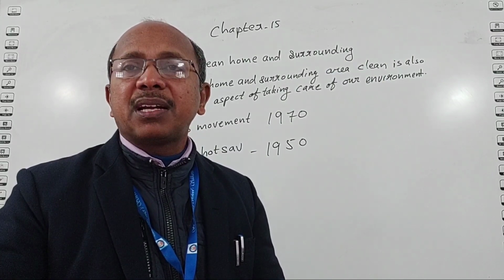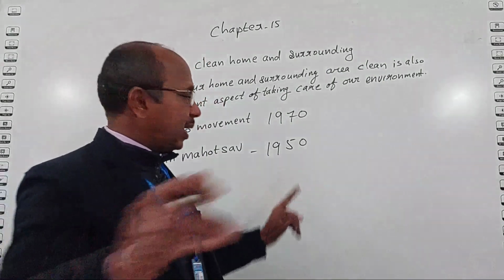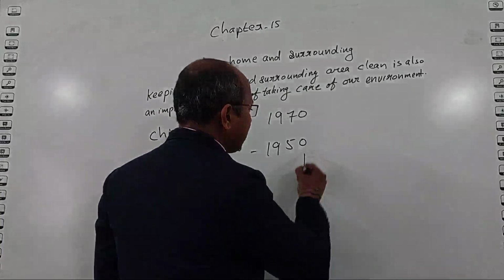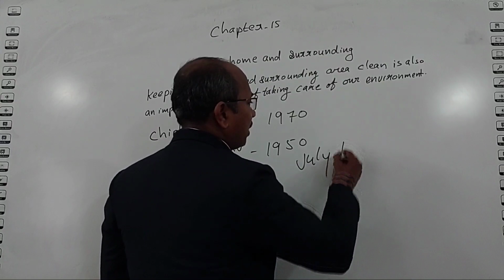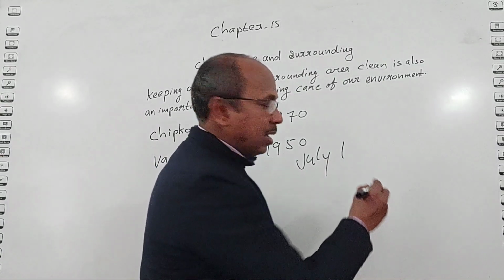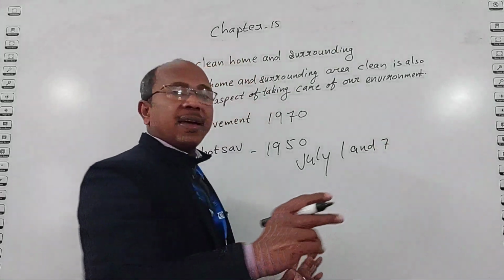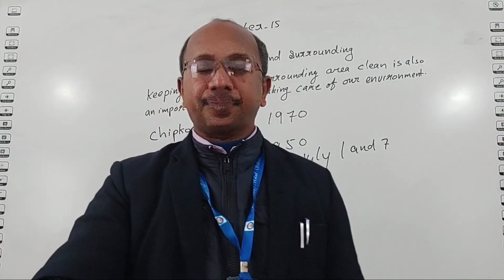Which year was it started? 1950. It is Vana Mahotsava. The timing is the month of July, 1st to 7th. We are celebrating the Vana Mahotsava every year.